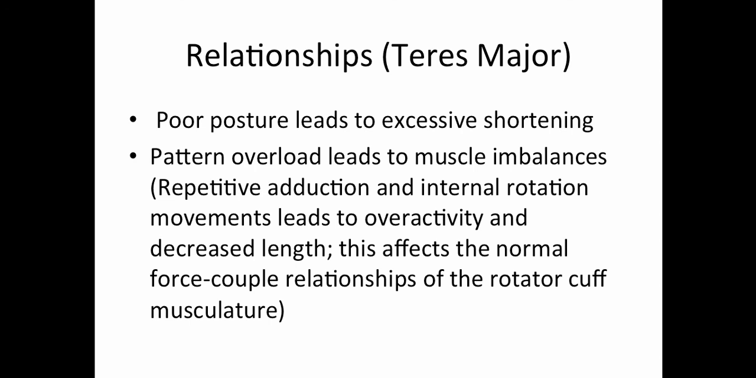The teres major has several relationships. Poor posture leads to excessive shortening. Pattern overload leads to muscle imbalances. Repetitive adduction and internal rotation movements lead to overactivity and decreased length. This affects the normal force-couple relationships of the rotator cuff musculature.